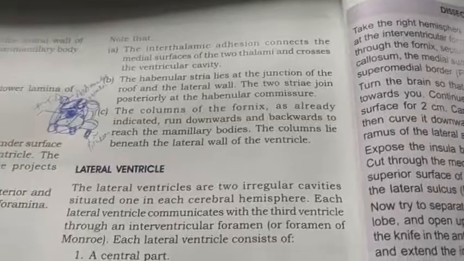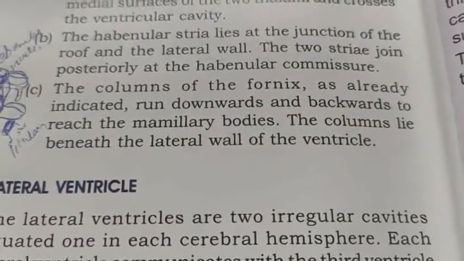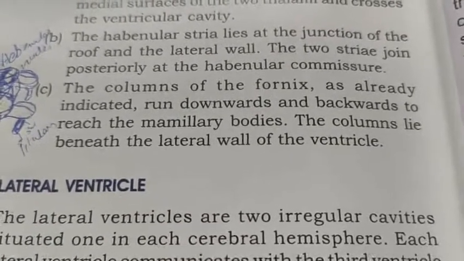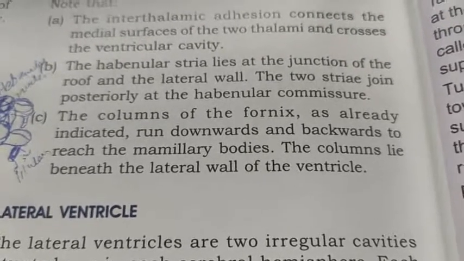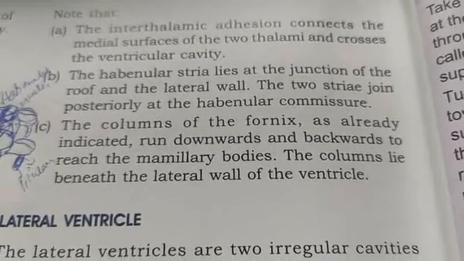Situated superiorly and laterally are the habenular nuclei with the habenular commissure. The column of the fornix runs downwards and backwards to reach the mammillary body. The column lies beneath the lateral wall of the ventricle.